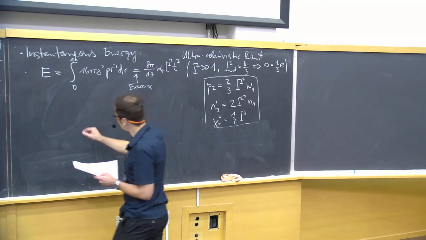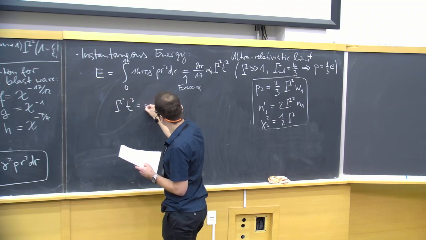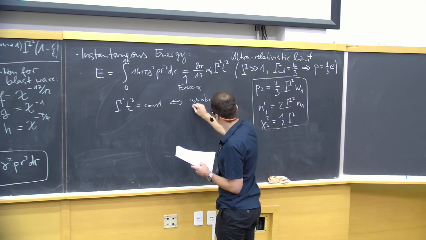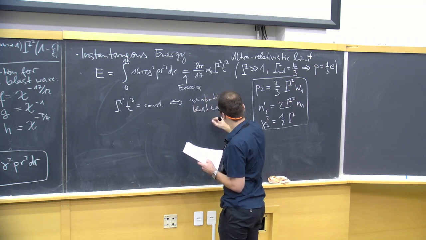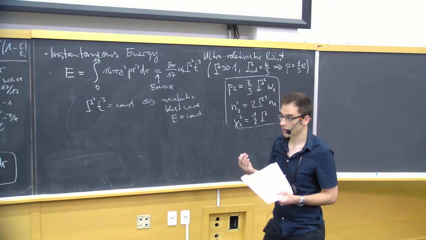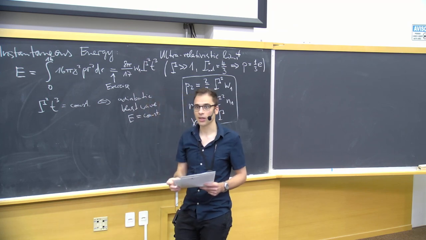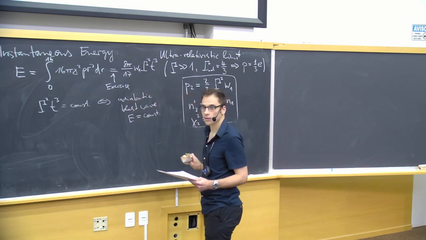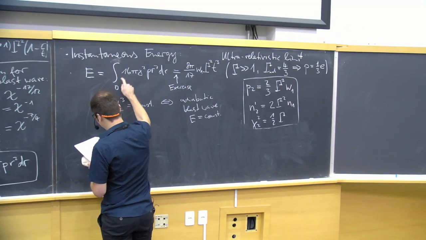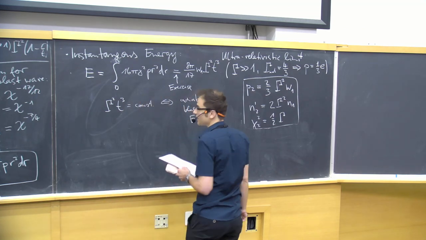And now we can actually see that, as I mentioned earlier, gamma squared times time to the power of 3 equals constant is equivalent to having an adiabatic blast wave, meaning that E is constant. And that motivated us to make this ansatz in the first place about the behavior of the Lorentz factor scaling with time. Yeah, there's a question here. Say again? Oh, sorry. Yeah, that is wrong. Yeah, you're right. Sorry, I was already here. That of course should be the shock radius. Of course. Thanks. That is a typo. Okay.